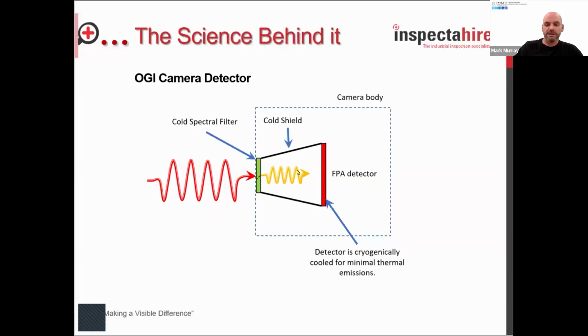The cold shield maximizes the NETD, the noise equivalent temperature difference or sensitivity, giving the camera the ability to detect incredibly small emissions. Now, this area in here is cryogenically cooled down to a temperature of approximately minus 196 degrees C or 77 Kelvin. So very cold. And what this does is reduce the noise and allow the photons to jump across without any background interference.